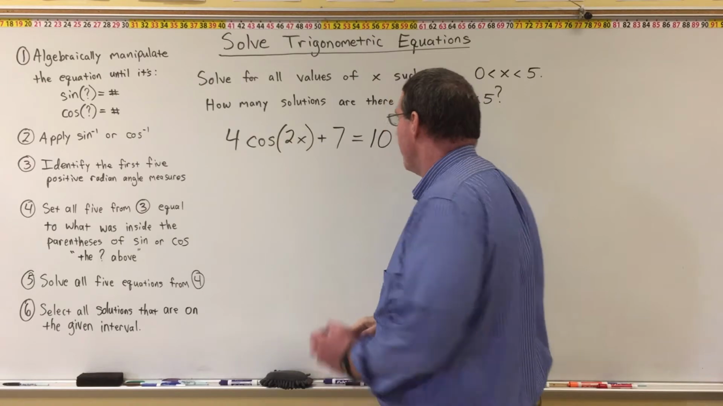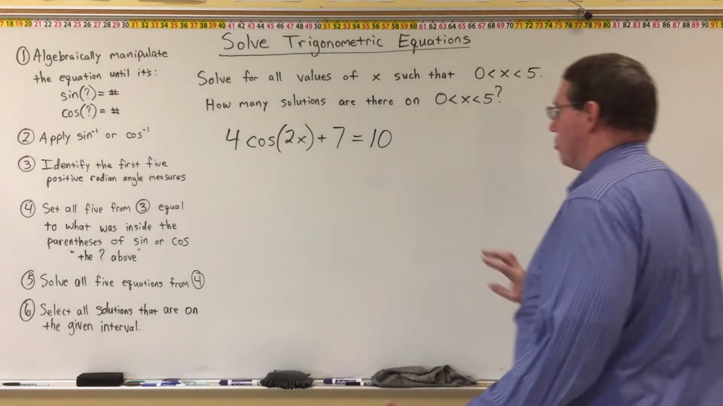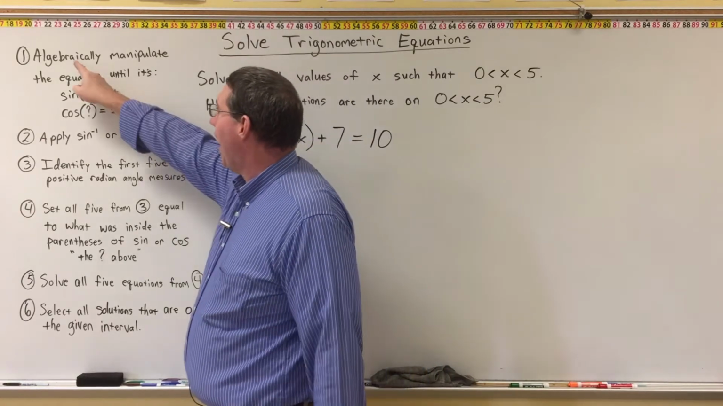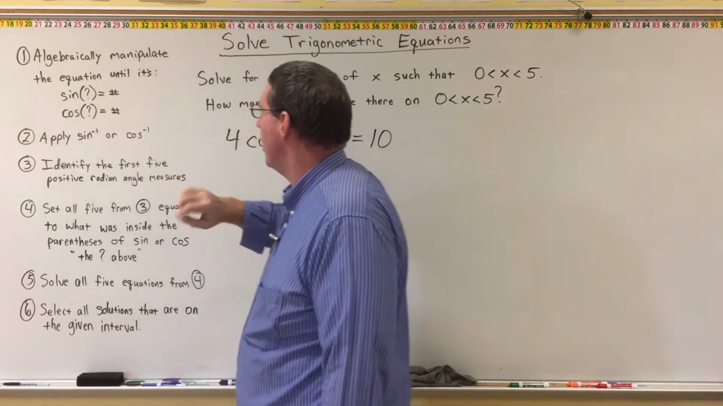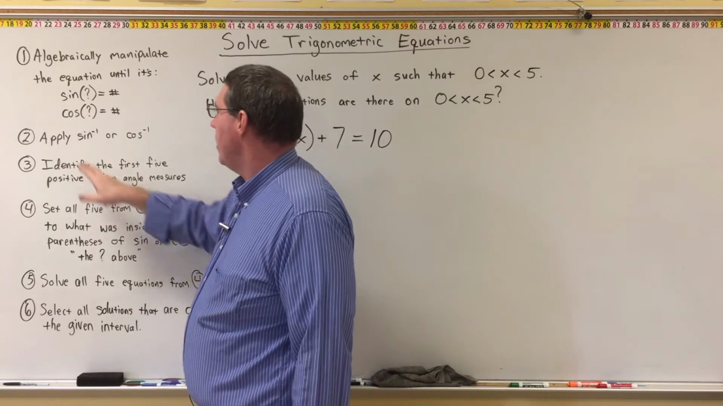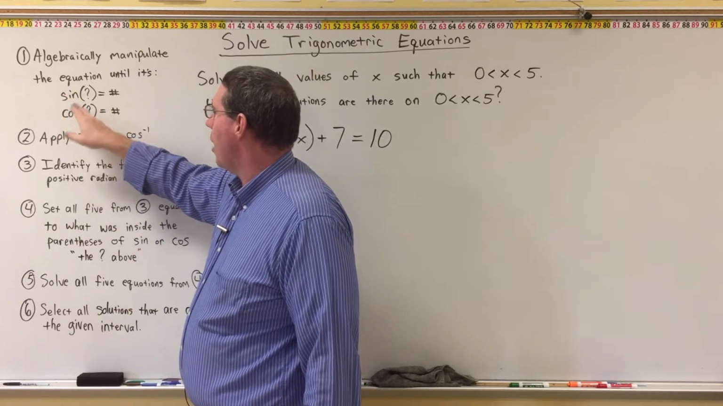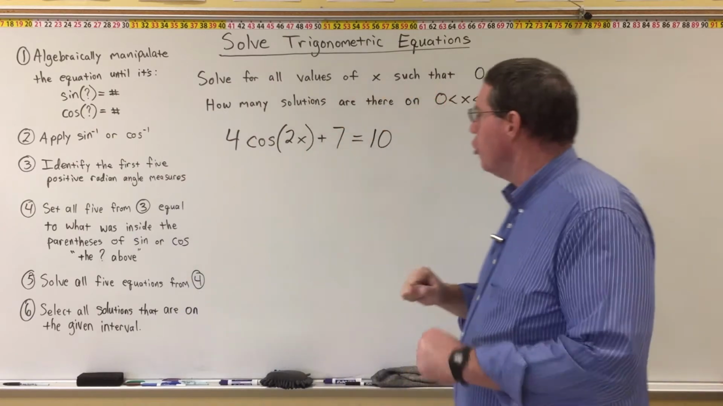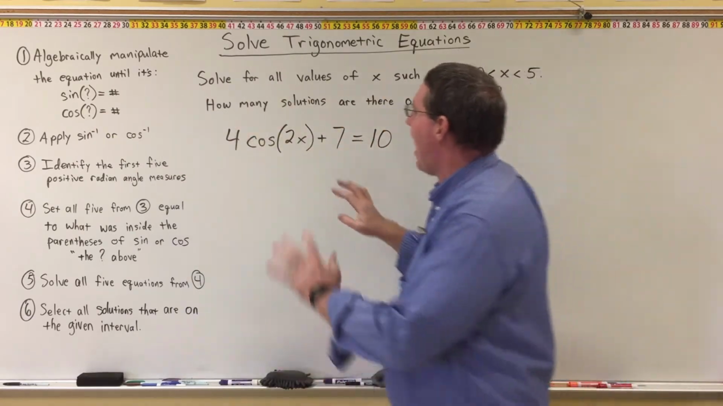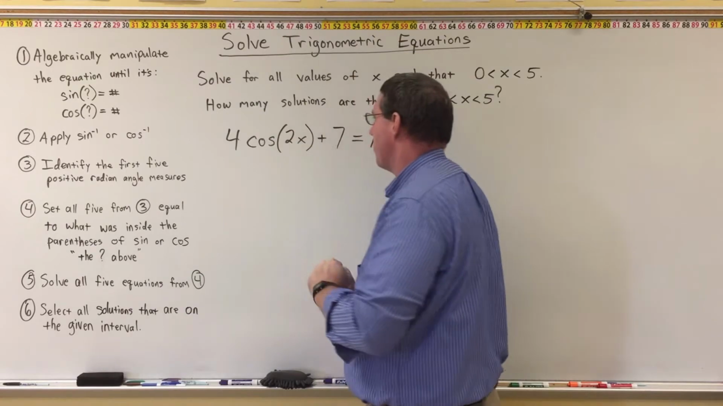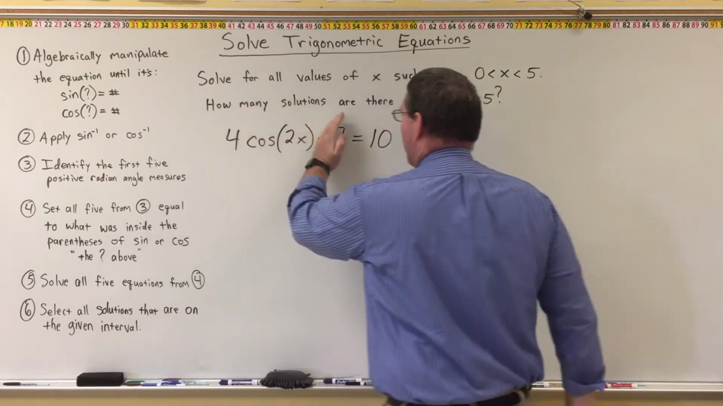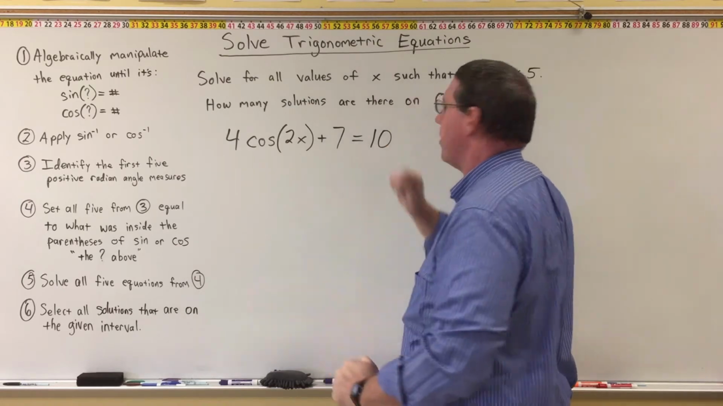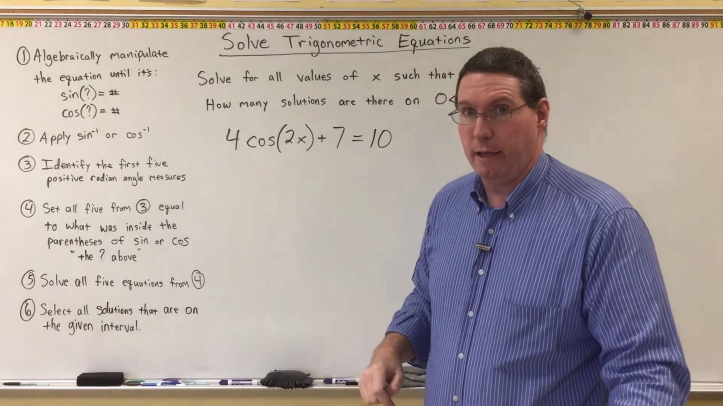And so here's what we're going to do. Your first step in solving a trigonometric equation is to algebraically manipulate the equation until all you have is sine or cosine of the theta angle equal to some number. So you want to get rid of everything that is outside of cosine of 2x. You want to get rid of the 4, you want to get rid of the plus 7. You want to move those things over to the other side of the equal sign algebraically.